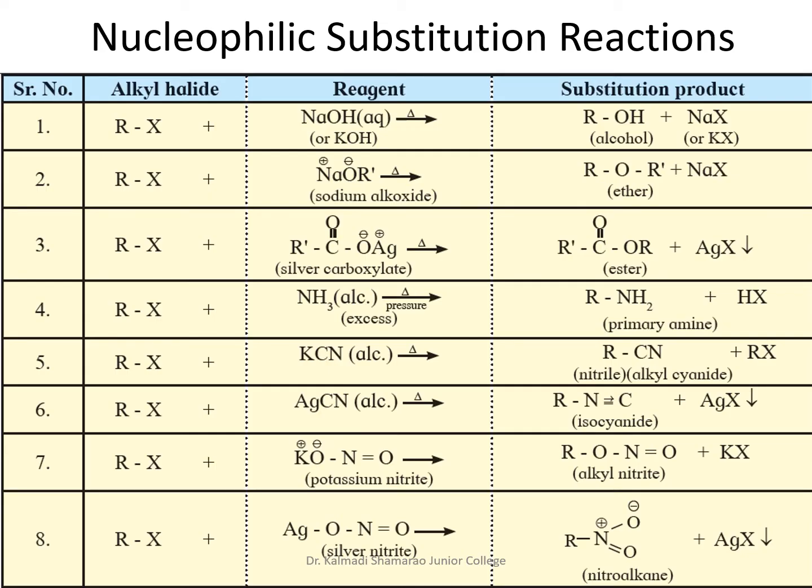The table shows examples of some important nucleophilic substitution reactions of alkyl halides. Practice these reactions by writing the general reaction first, then write an example of each of these reactions. Replace R by different alkyl groups such as CH3 methyl group or C2H5 ethyl group, etc. And don't forget to write the names of the reactants and products.